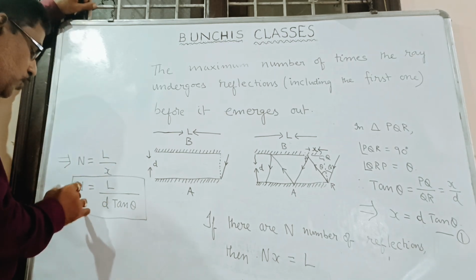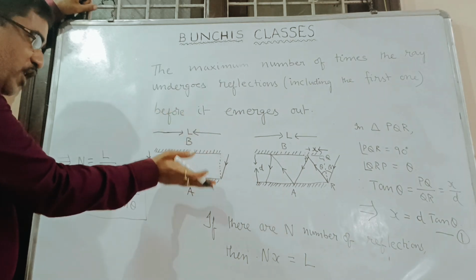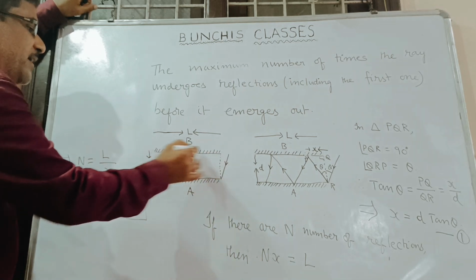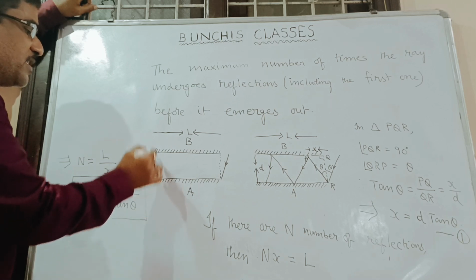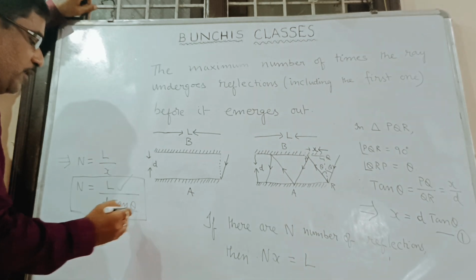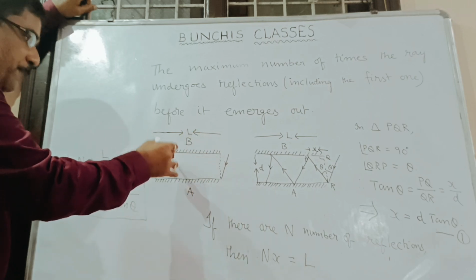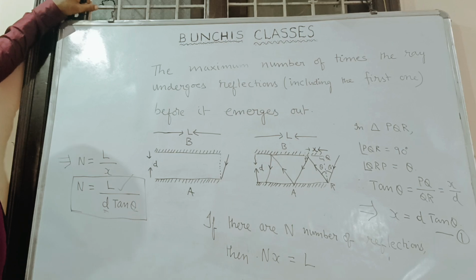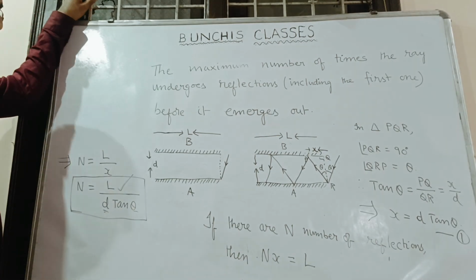Here you observe, to calculate the number of reflections between two plane mirrors which are arranged parallel to each other, we should know the length of the mirror L, the distance between two mirrors small d, and the angle of incidence theta. If you know these, you can calculate the number of reflections that take place between the two mirrors by using this formula. Understand? Now pause the video and note the concept.